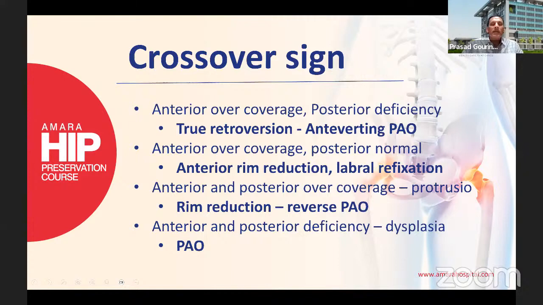So again, to summarize, you can see a crossover sign with anterior overcoverage and posterior deficiency. That's true retroversion. The treatment will be an antiverting PAO. If the anterior overcoverage is present and the posterior wall is normal, you cannot do a rotational osteotomy. You should do anterior rim reduction, so rim trimming, and repair the labrum. If both the anterior and posterior walls are overcovering, that's called protrusio. There's an option either to do rim reduction globally or do what's called a reverse PAO, a specialized PAO to decrease global coverage.